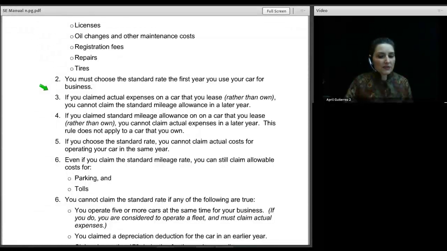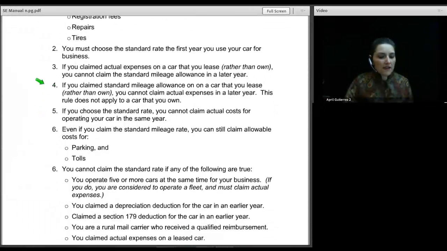If you claimed actual expenses on a car that you lease rather than own, you cannot claim the standard mileage allowance in a later year. If you claim the standard mileage allowance on a car that you lease rather than own, you cannot claim actual expenses in a later year. But this rule does not apply to a car that you own.